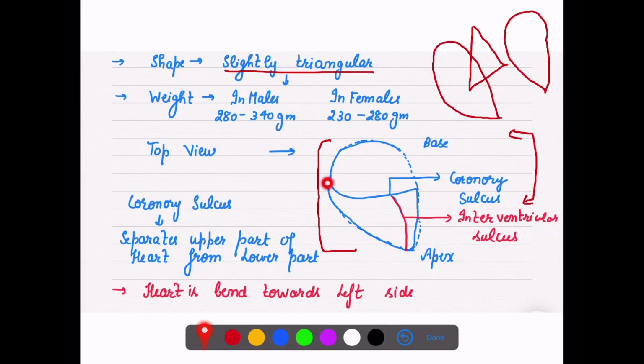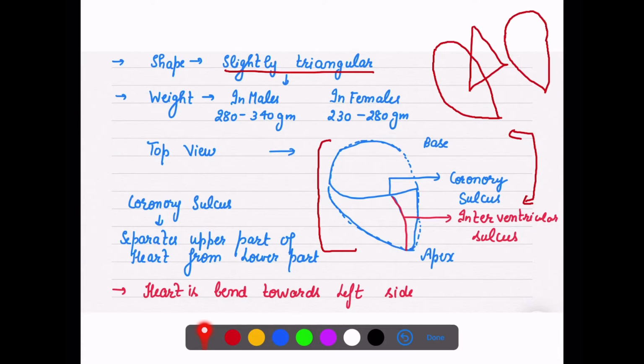Okay, it is tilted, as you can see. I'm putting my marker there. Here, as you can see, it is tilted towards the left side, and the base is this one, wider. The base is wider, which is coming towards the upper side, because it is a top view of your heart. So this is the base and this is the apex. Apex is narrower like a triangle, and base is wider.